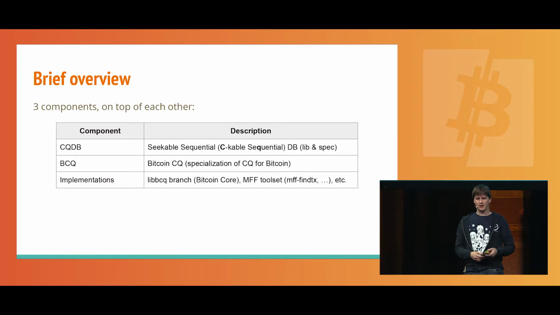Okay, so how does this work? There are 3 libraries. I'm going to go through them quickly because I think I'm running out of time. One is CQDB, a funny way of saying seekable, sequential, CQ. That's a database and a specification. On top of that, there's an implementation of CQDB for Bitcoin called BCQ. And then there are implementations like random command line tools and a Bitcoin Core patch, and hopefully more in the future.